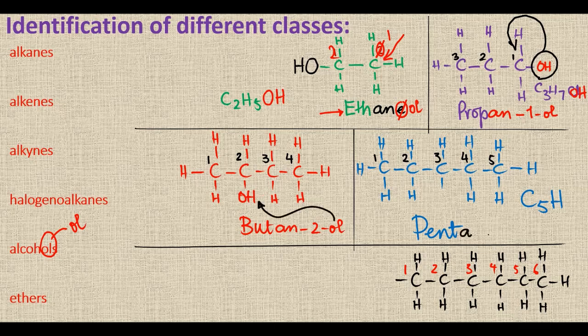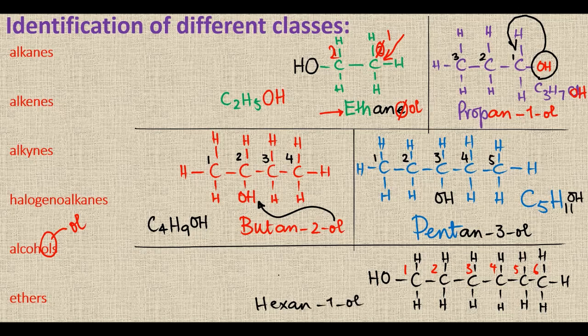Similarly, pentan-3-ol has the molecular formula C5H11OH. The molecular formula of butan-2-ol would be C4H9OH, and then we will get hexan-1-ol with the molecular formula C6H13OH. So the general formula of alcohols is CnH2n+1 and then OH.